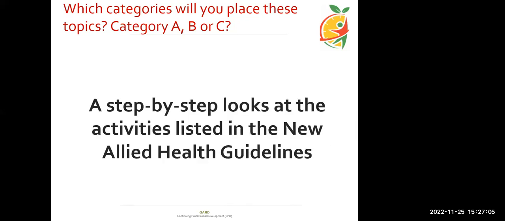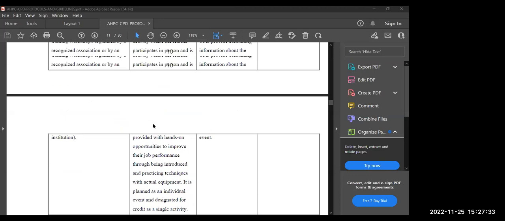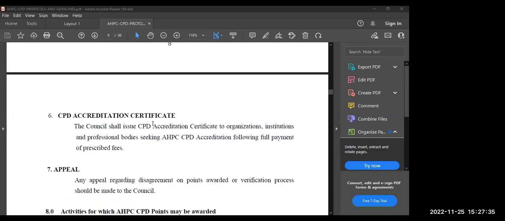Now, I'm going to stop sharing my screen and pull up the guidelines as we have it. There you are. And I'm going to run us through the guidelines itself. Now, this is a big document.